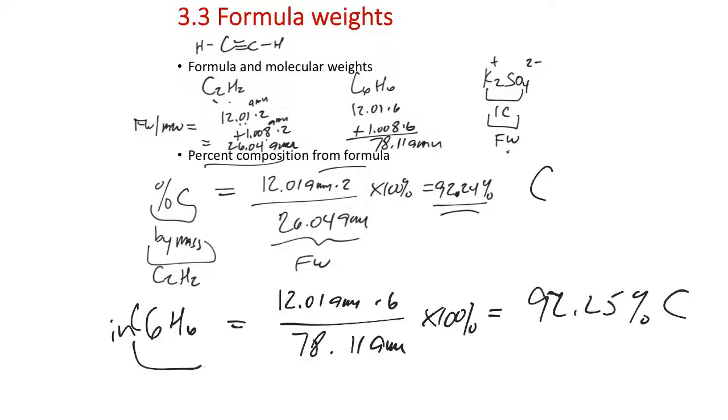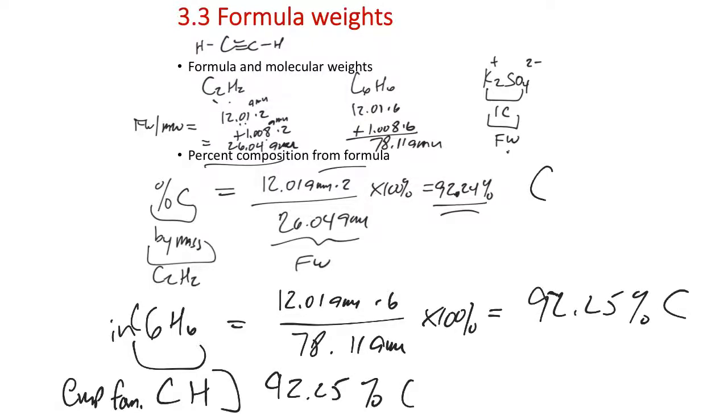Now, what this really is showing us is that if you look at the empirical formula, and I was mentioning this in chapter 2, that there's an issue in chapter 3 where we talk about empirical formula, that C6H6 and C2H2 share that same empirical formula. The empirical formula of CH has 92.25% carbon by mass. So if you just think of 12.01 divided by about 13.02, that's going to be the same 92.25% carbon.